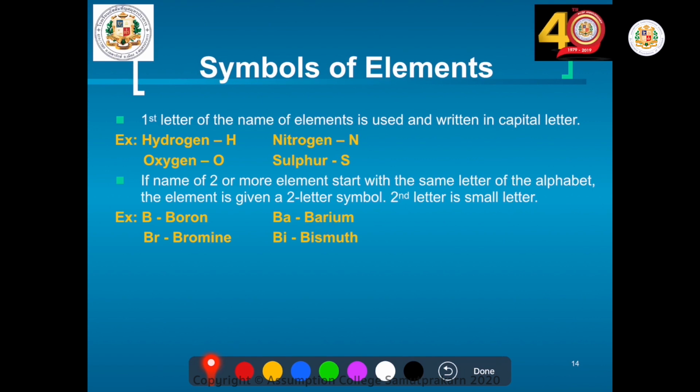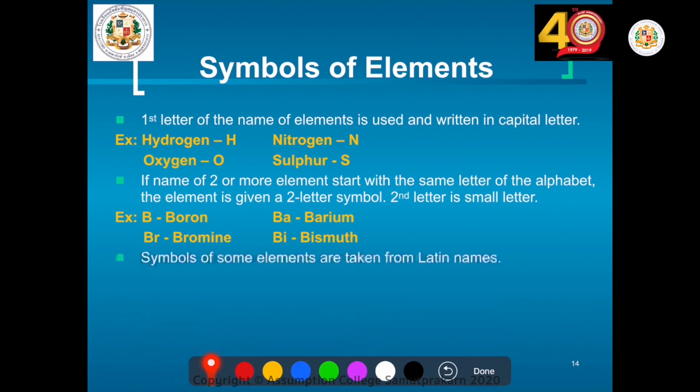Now, usually this second letter is either the second or the third letter in the name of the element. So for example, boron is given the letter B symbol because it has the lowest atomic number. It's atomic number 5. We have bromine is Br. We have barium is Ba. And Bi is bismuth. Okay? So because of this, it's easier to identify which element is which.